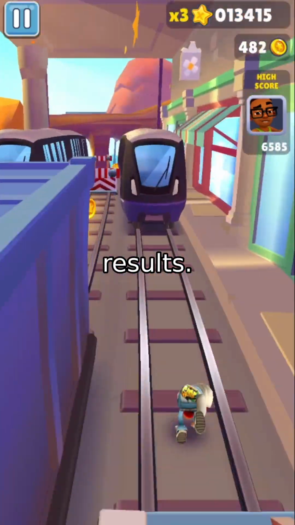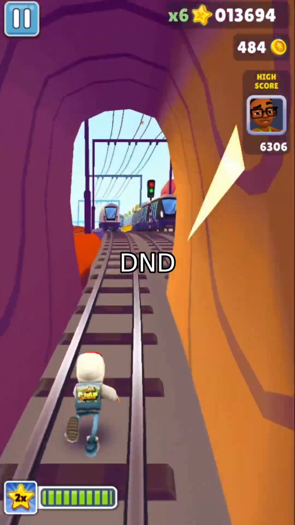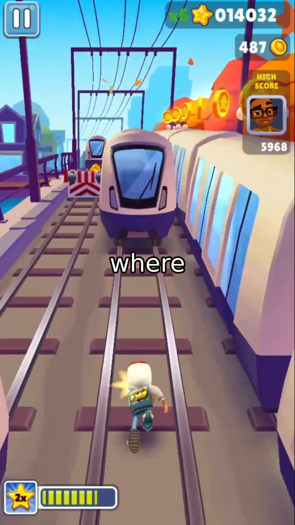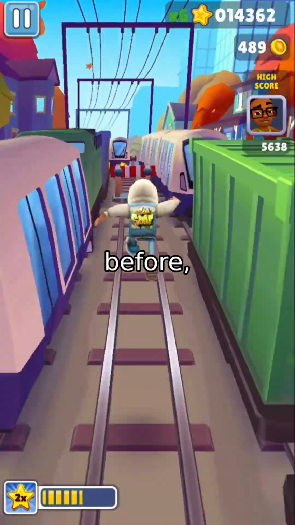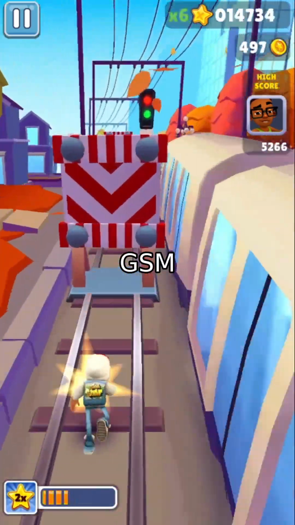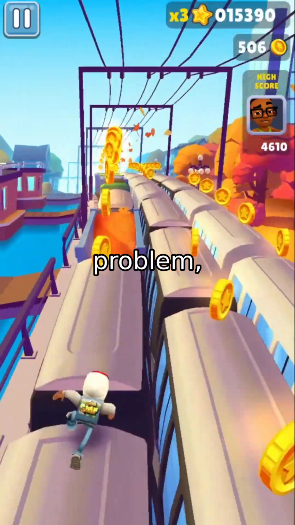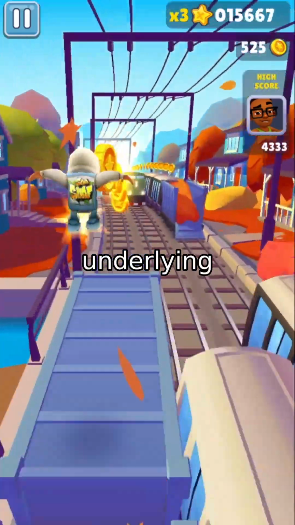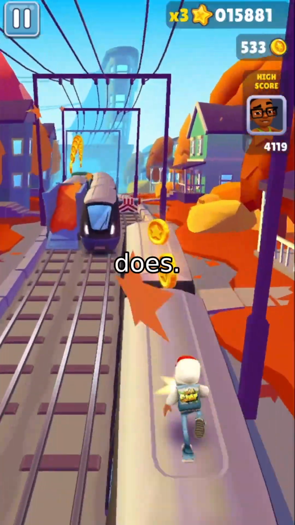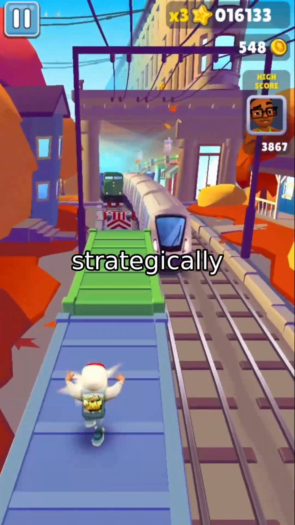And the math results. Mind-blowing. DND boosted accuracy on zero-shot tasks, where the model hasn't seen the exact problem before, by over 20% for challenges like GSM8K and MATH. Imagine a student who's never encountered a specific math problem, but can still solve it by grasping the underlying logic. That's what DND does. It's not just smart, it's strategically smart.